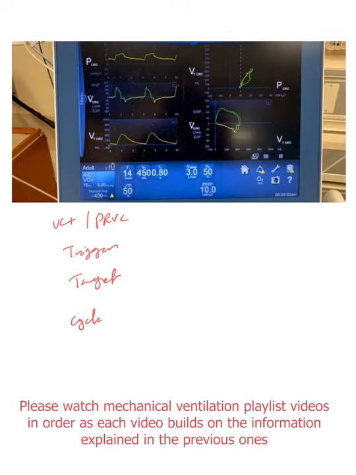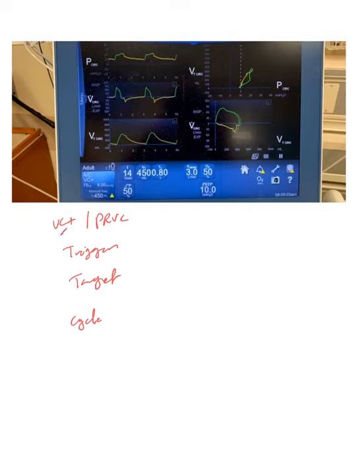So let's demonstrate the VC plus, volume control plus, or pressure regulated volume control that we were talking about in the last two videos. Okay, the trigger is going to be similar. We said this is a hybrid of volume control and pressure control, taking the good thing from this and this. So the trigger is going to be the same, AC trigger, and it's either flow or pressure trigger, and here it's a flow trigger, it's AC.